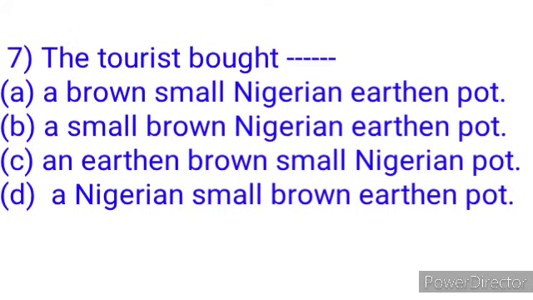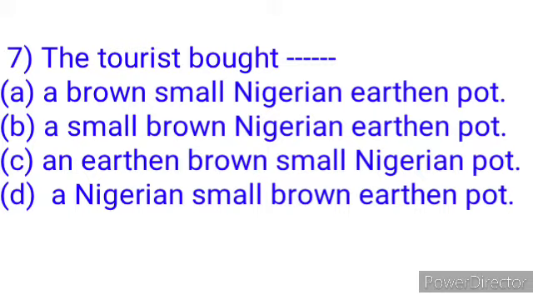Question 7. The terrorist bought dash. We have option A, a brown small Nigerian earthen pot. B, a small brown Nigerian earthen pot. C, an earthen brown small Nigerian pot. D, a Nigerian small brown earthen pot. This question is meant to test your knowledge on the arrangement of adjectives. I hope you know adjectives are words that qualify nouns. Now, this is how to arrange adjectives.